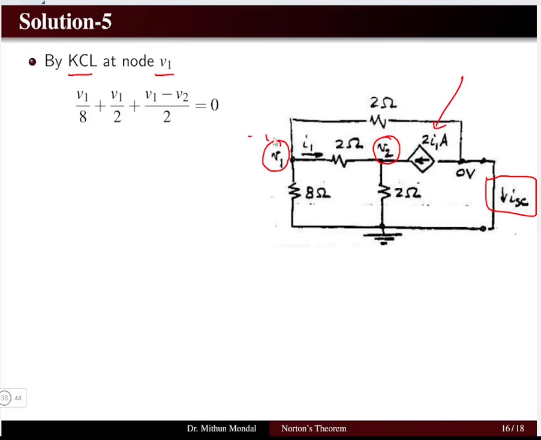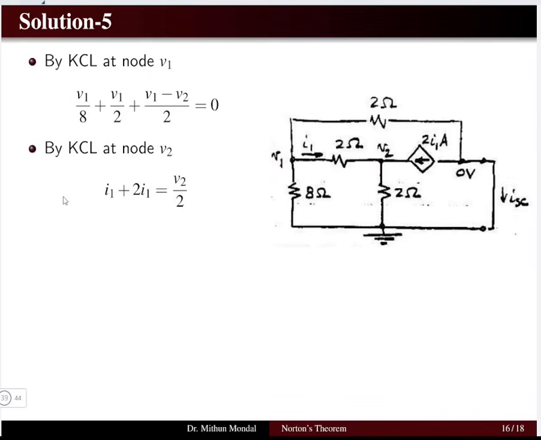Here we have a dependent source and we can apply the KCL at node V1. This is the node V1. We can write the KCL equation, that the algebraic sum of all the currents is 0 at the node V1. Similarly, at node V2 the algebraic sum of all the currents is equal to 0. All the current which is entering and all the current which is leaving, we have to add up to form the KCL equation.